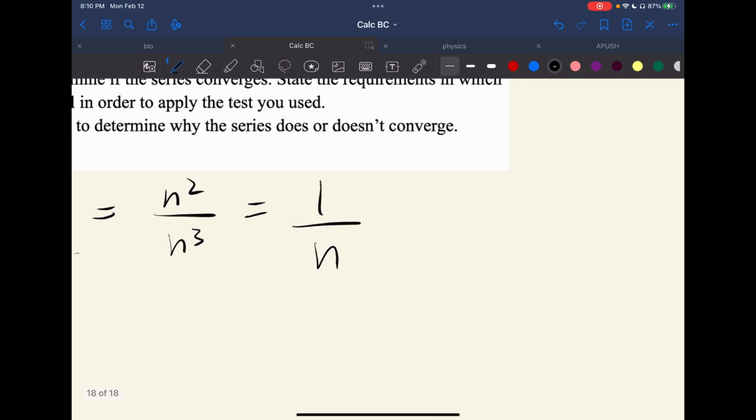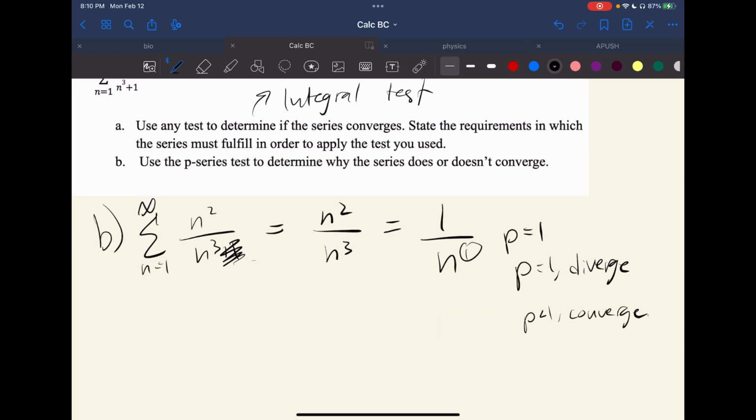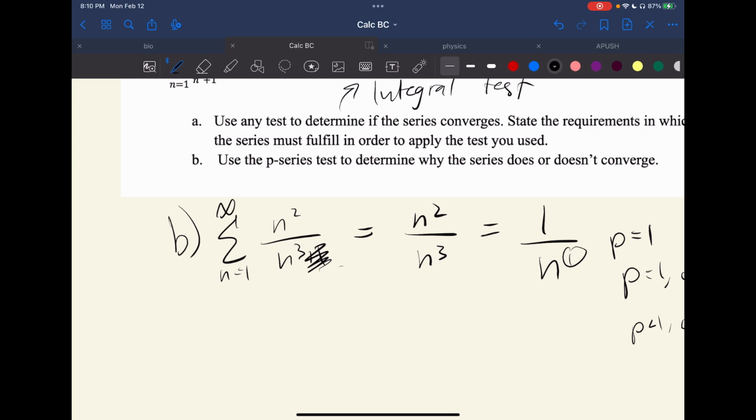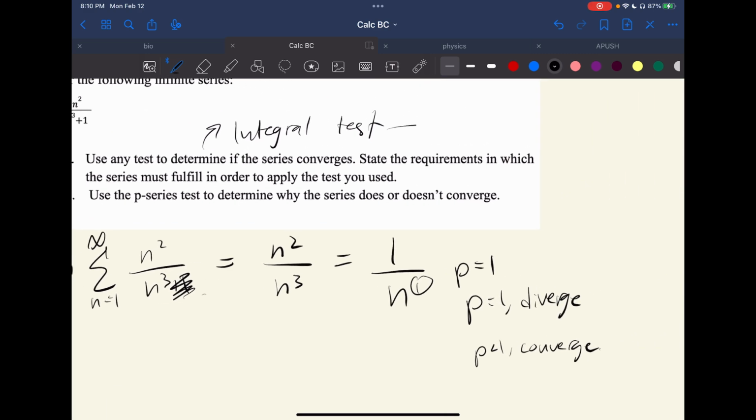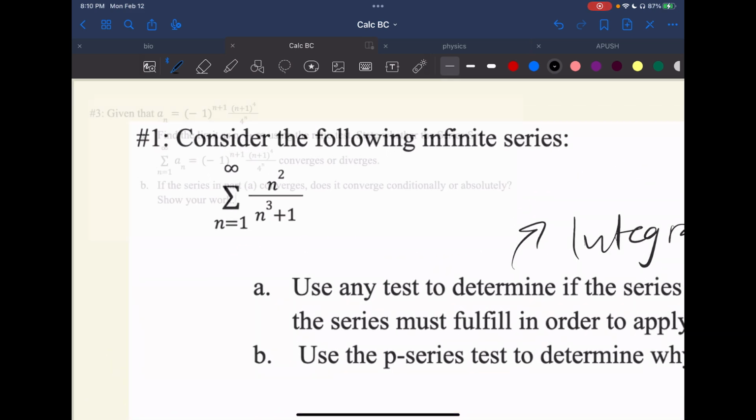1 over n is going to have p equals 1. And we know that if p equals 1, then it's going to diverge. But if p is greater than 1, it'll converge. So that is how the p-series test proves that this also diverges. So those are two ways, through the integral test and the p-series, that this series diverges.